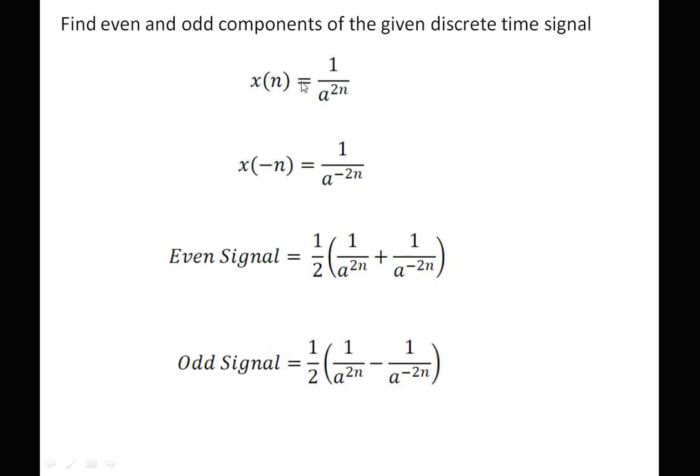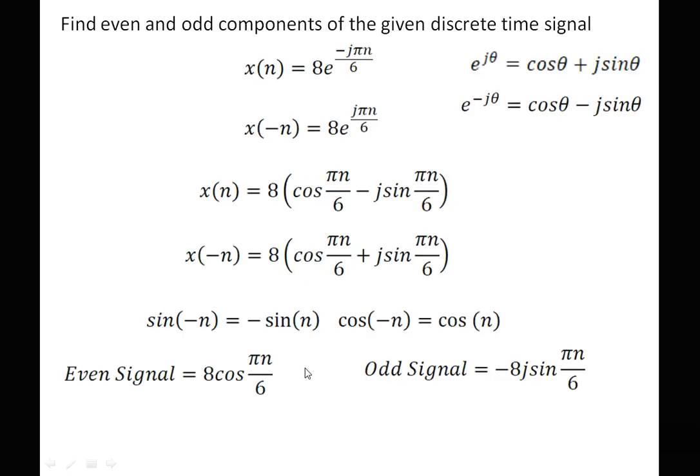Next example, x of n is 1 upon a raised to 2n. We can represent x of minus n is equal to 1 upon a raised to minus 2n. Even signal is nothing but the addition. So 1 upon a raised to 2n plus 1 upon a raised to minus 2n. If we want, we can expand this equation also. And this is the even signal and this is the odd signal.